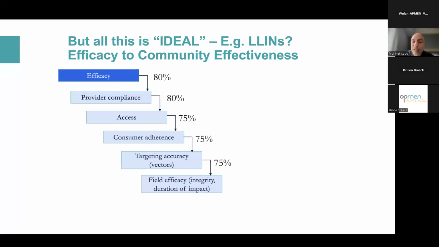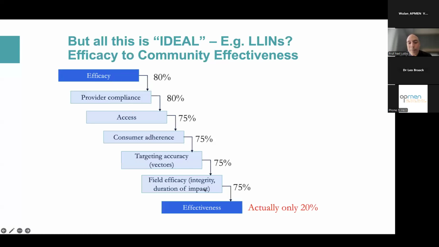Targeting some of your vectors, only 75% of your vectors are impacted by it because vectors have different behaviors. Then your field efficacy is 75%. And in the end, your effectiveness only gets to 20%, right? Even though in our control study, we got an efficacy of 80%. When you actually work through what happens in an operational system in actual communities, you'll get a much lower effectiveness. And understanding this process and our gaps in protection over here can help us optimize it to get this 20% much higher. And that's where, again, the ESPT and entomological surveillance comes in.